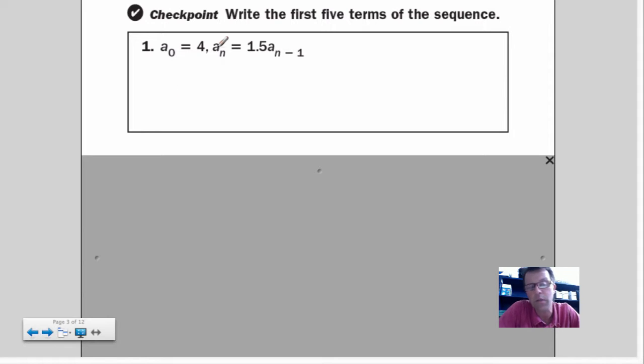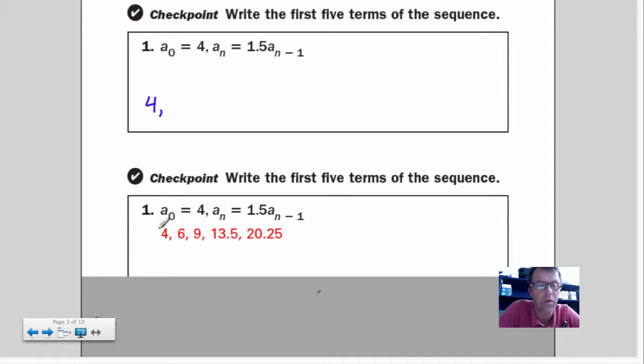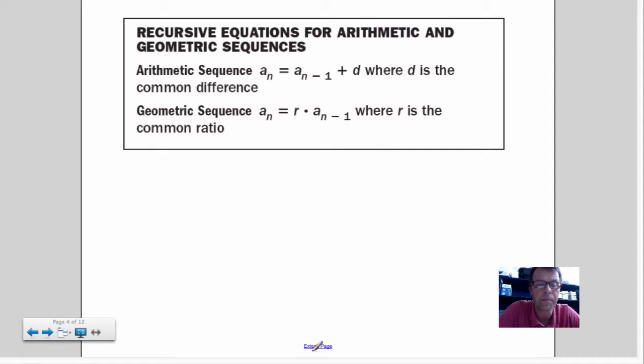Why don't you go ahead and try one just to get the feel for it? They would like you to write the first 5 terms. Realize the first term is already given, right? The first term is 4. So now you would take that term and multiply by 1.5. Then multiply by 1.5 again. And you should quickly see that you'll go 4, 6, 9, 13.5. And you just keep multiplying by 1.5. It's fun. Unfortunately, you can't look ahead and see what the 10th term is without building up to that point.